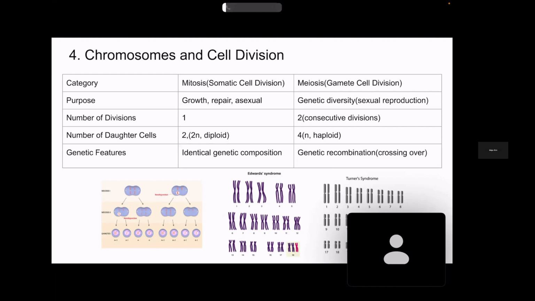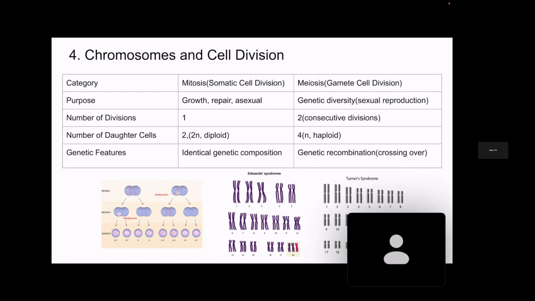Genetic variation is ensured through crossing over during meiosis. However, errors such as non-disjunction can result in gametes with N+1 or N-1 chromosomes, potentially leading to genetic disorders like Down syndrome. In mitosis, abnormalities in the spindle apparatus can cause uncontrolled cell division, contributing to the development of cancer.